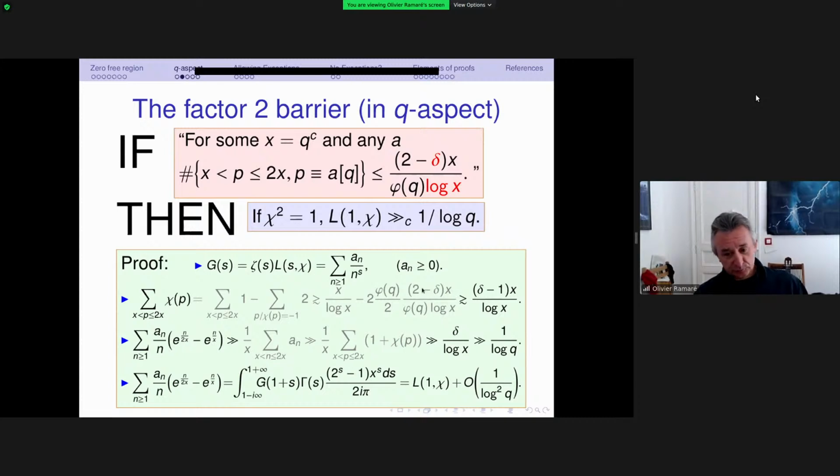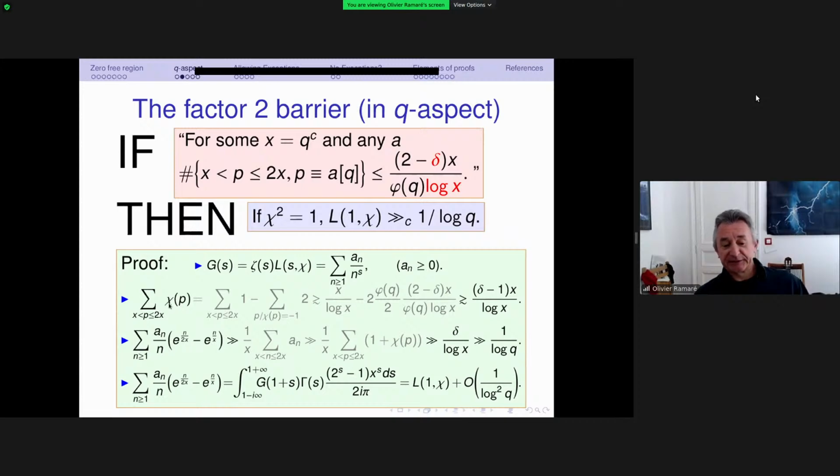And it gives you phi of q over 2, that's the number of classes a where chi of p is equal to minus 1. Put your upper bound inside, and what you get is delta minus 1 times x upon log x. So instead of minus x upon log x, which would mean that most of the primes have chi of p equal to minus 1, you save a bit. You save delta. And then it's rather easy.